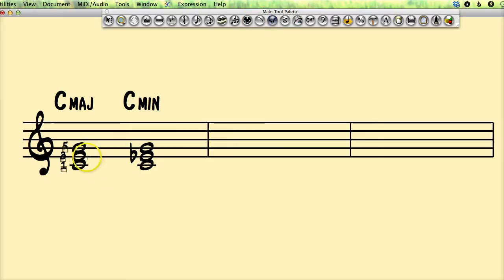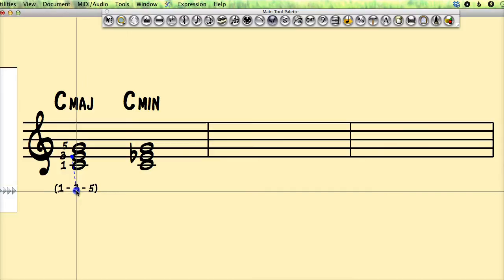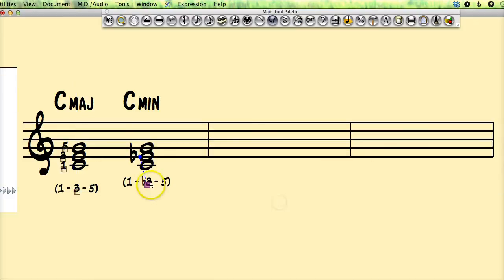Simply we can then identify the structure of the major as the first, the third, and the fifth notes of the scale, and the structure of the minor as the first, the lowered third, and the fifth. It says flat 3, but it really means lowered, and I'll show you an example.